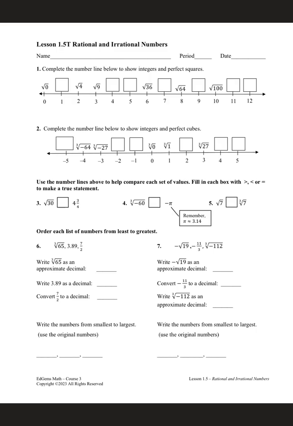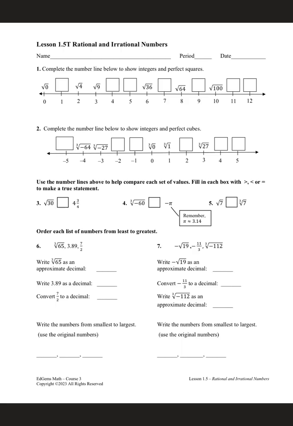For number 1, it says complete the number line below to show integers and perfect squares. You did this on the previous assignment, I believe it was lesson 1.4, where we completed a chart. So let's go ahead and do this again. On your number line, you'll see it's got integers from 0 all the way to 12. And above that line, they want you to put the perfect squares of those numbers.